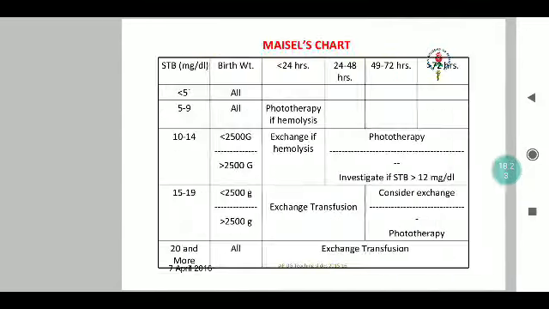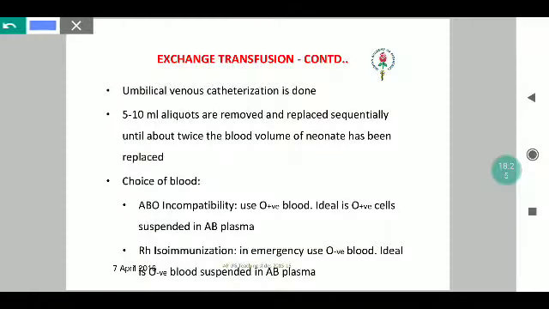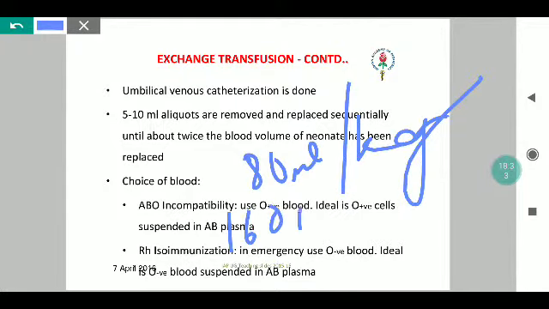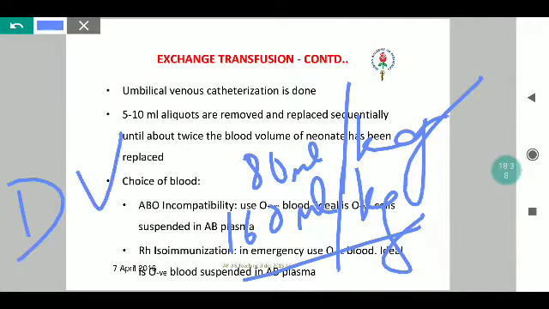Now, we know that a neonate contains 80 ml of blood per kg. So when I say double replacement, 160 ml per kg has to be replaced. So this is known as DVET, that is double volume exchange transfusion.